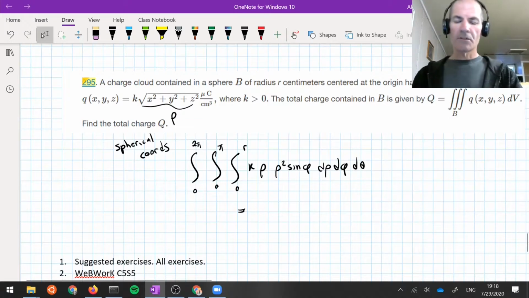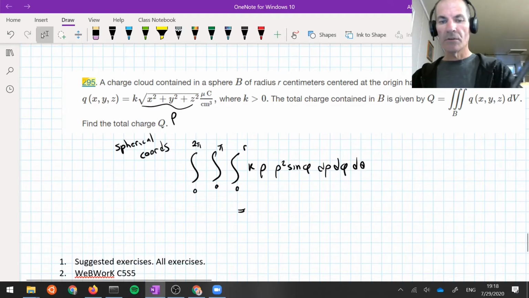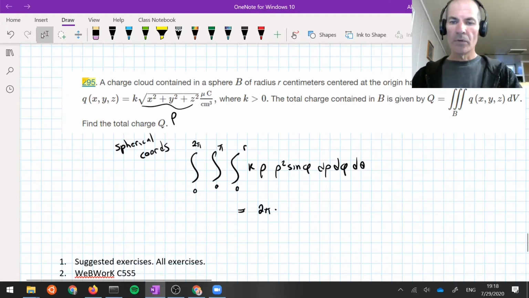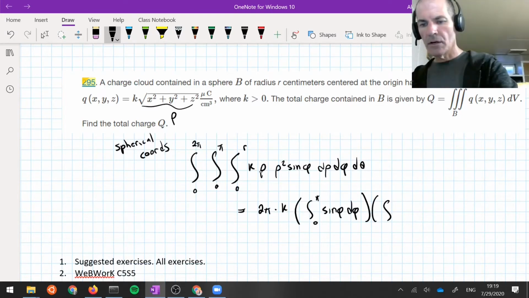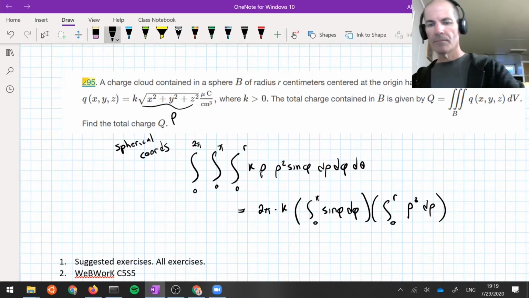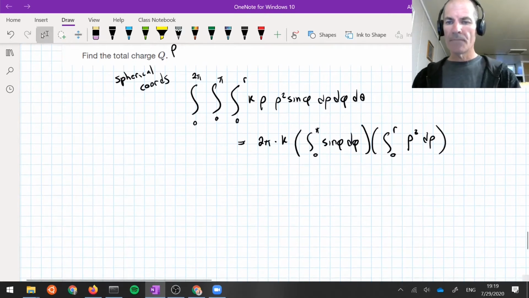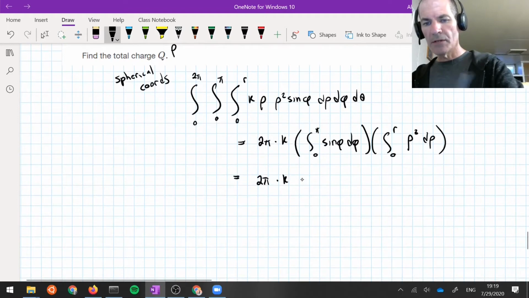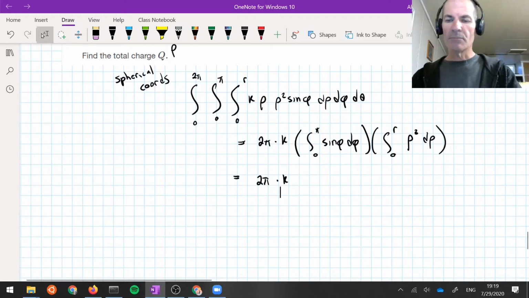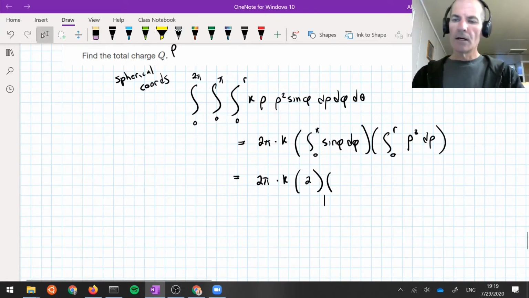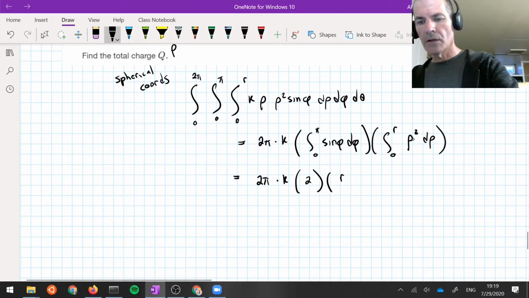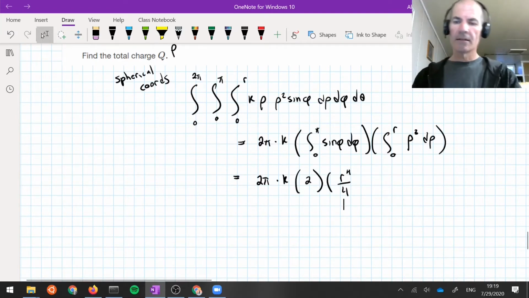This is half the battle, setting it up. The rest of it is just stuff that you learned in Calc 2. So integrating with respect to rho and phi and theta, you can do the theta integration right away. It's 2 pi. The constant k can come out, and that leaves behind an integral in phi and an integral in rho. You can do the phi integration. The antiderivative of sine phi is minus cosine phi. Plug in pi, plug in 0, and you're going to get 2.